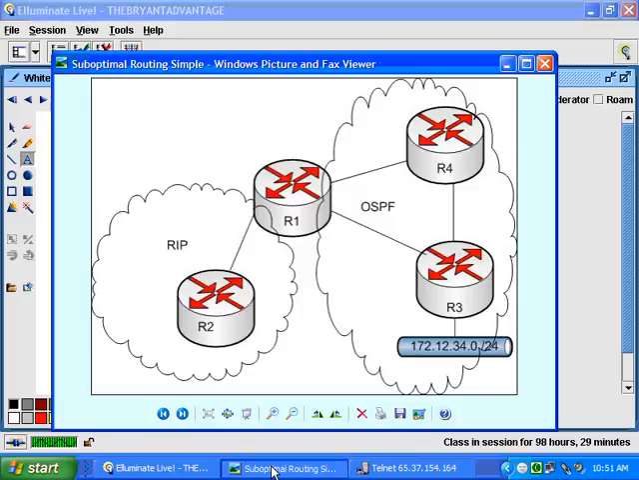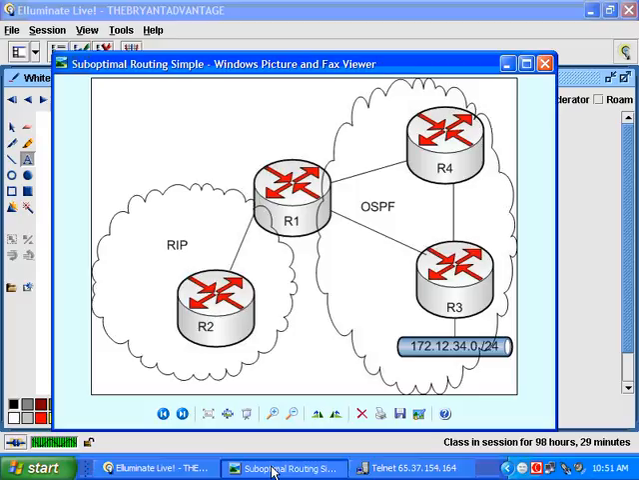Suboptimal routing generally occurs because of a miscalculation in coming up with a seed metric value. So we have to be careful about that, because the packets will eventually get to where they're supposed to go, but the key word there is eventually. Suboptimal routing is routing that works, but not as well as it should.